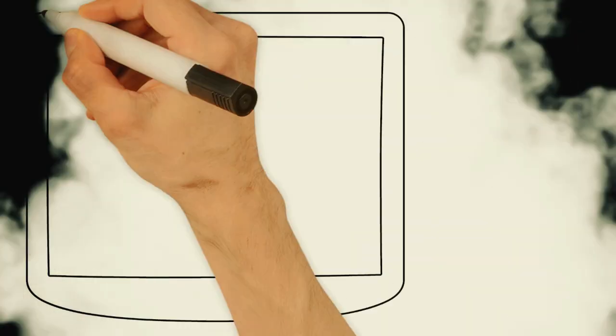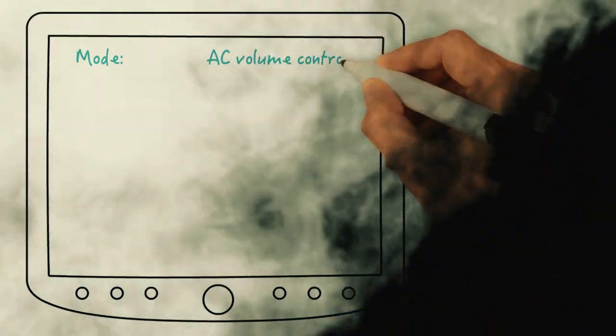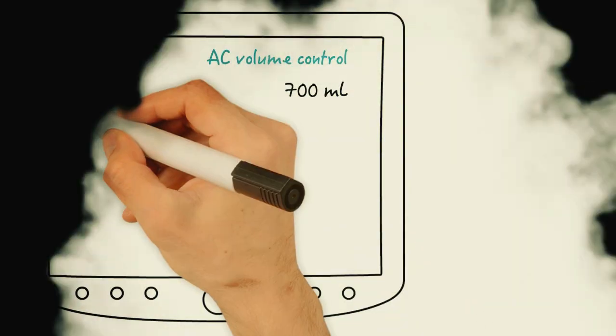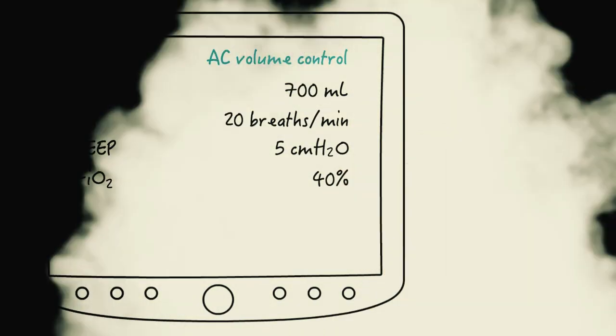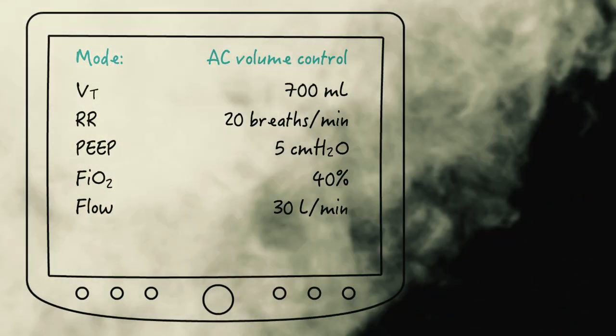In this case study, you'll be managing a COPD patient with air trapping, and current ventilator settings are the following: AC volume control with a tidal volume of 700, a respiratory rate of 20, a PIP of 5, FiO2 of 40%, and a flow rate set to 30 liters per minute.